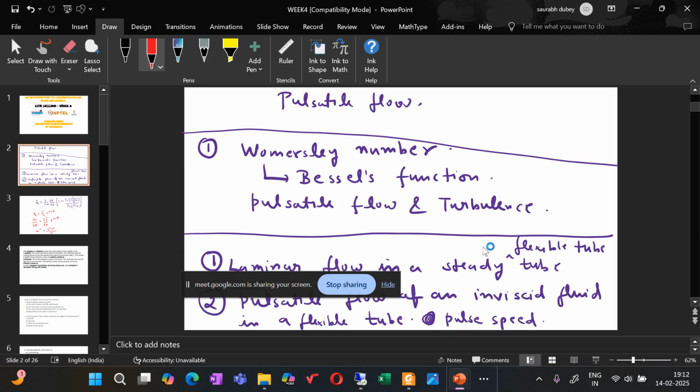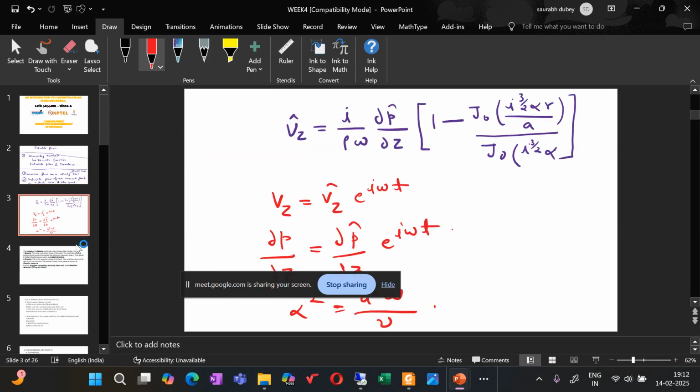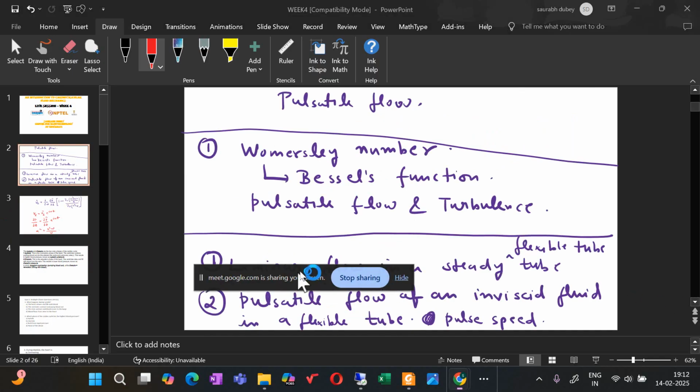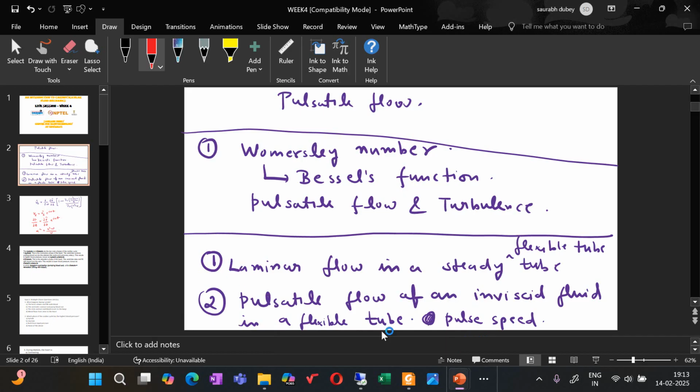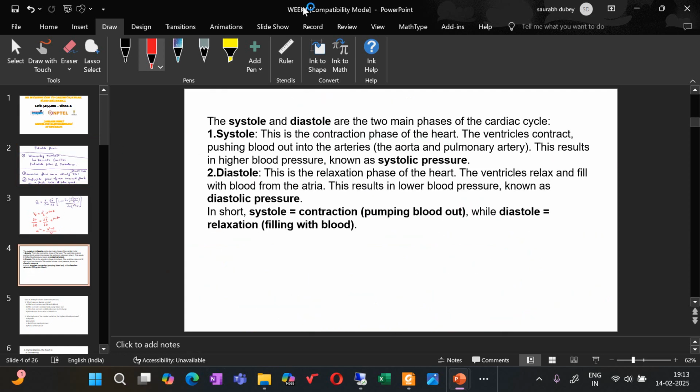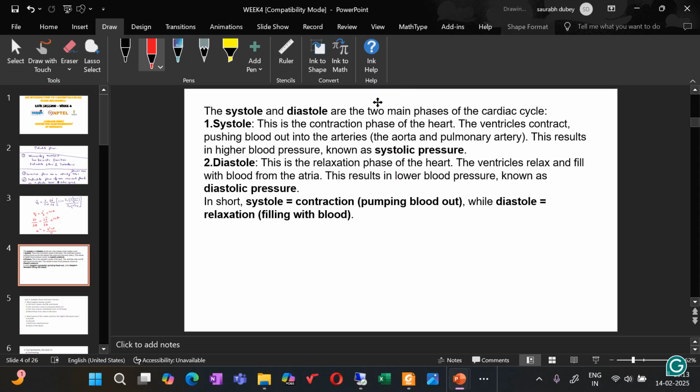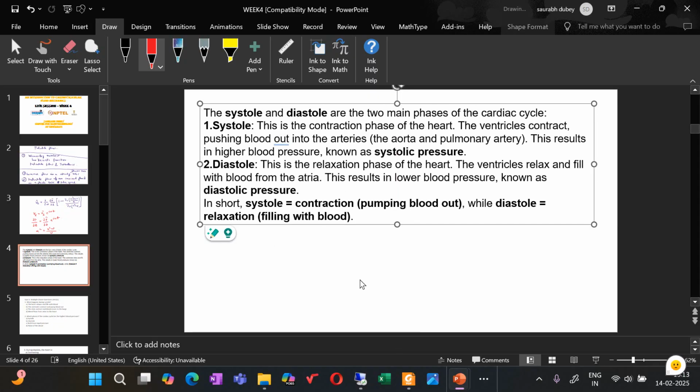In the second week there was some discussion on pulsatile flow and turbulence, and in the last week, if you see, laminar flow in the steady flexible tube and pulsatile flow of an inviscid fluid have been dealt with deeply, right? So starting with the basic things, we will be solving some questions on systole and diastole.